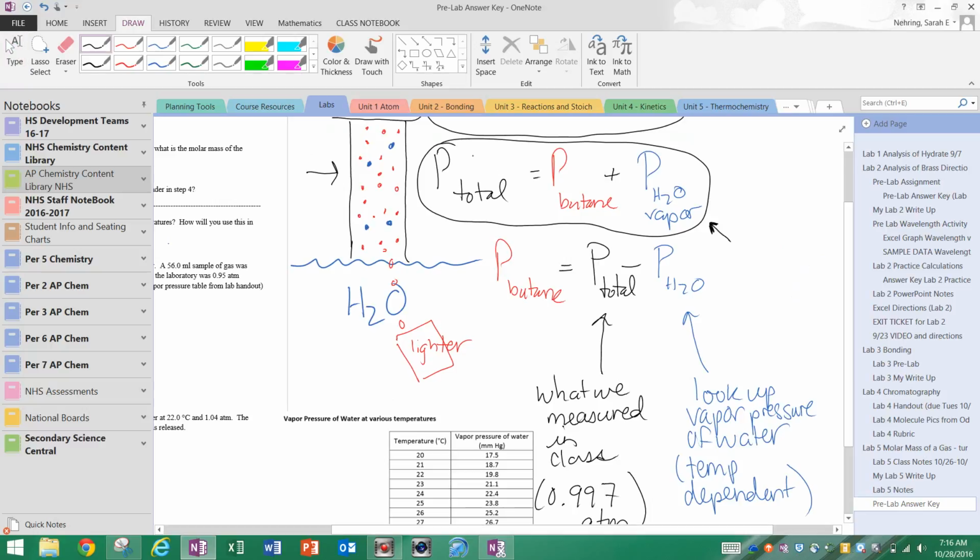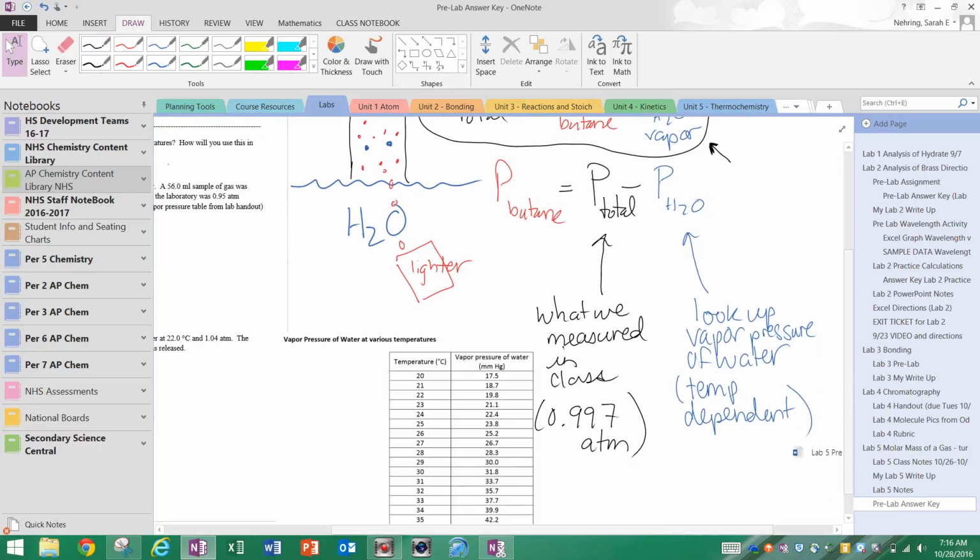So since this equation up here is true, the total pressure equals the sum of the pressure of butane and of your water vapor, you could find the pressure of just your butane by taking your total pressure and subtracting the pressure of water. And how do we find these values? Well, the total pressure is the thing that we measured in class. We looked it up on a barometer, and depending on which day you did the lab, it was either 0.997 or 0.996 atmospheres. And then the pressure of water you find from looking up the vapor pressure of water.